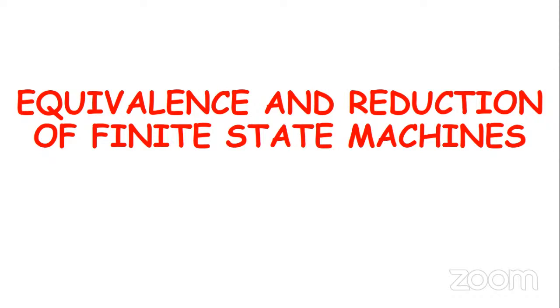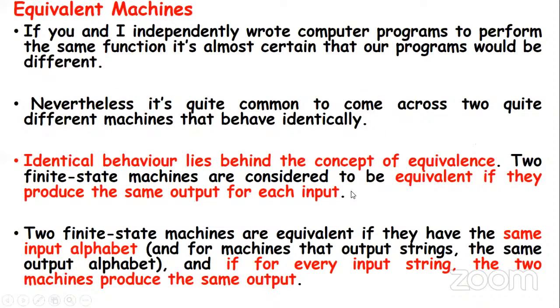So we want to look at a concept called equivalence and reduction of a finite state machine. We're going to be looking at some processes, but before we look at that, we need to introduce ourselves to a bit of theoretical background on this. So moving forward, we said equivalence of machines.